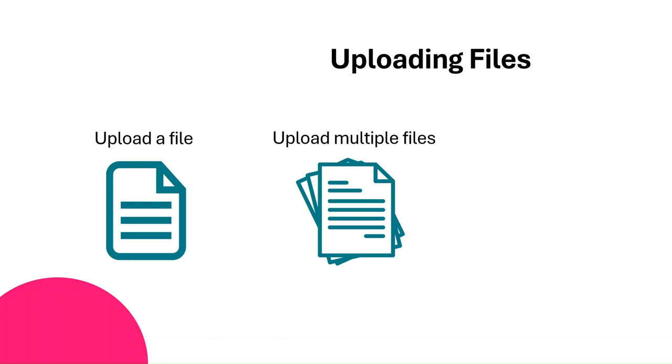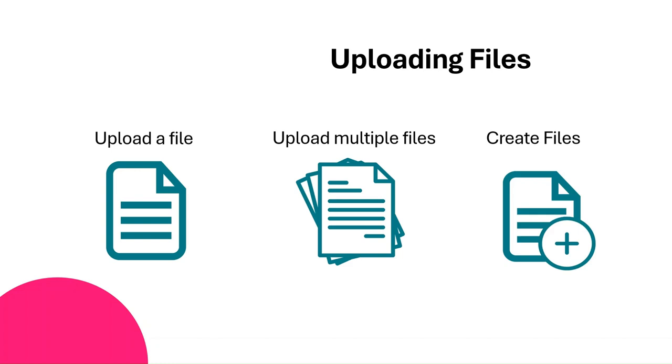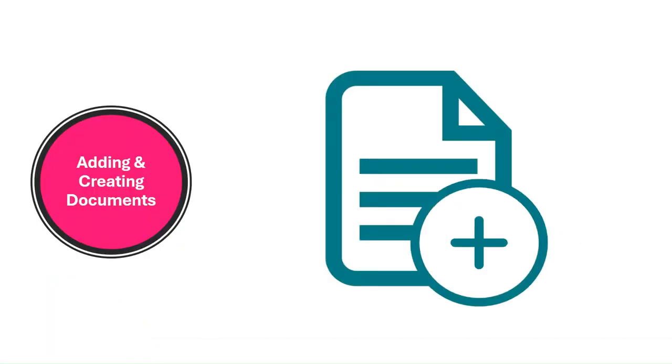Next, we're going to upload some files into the document library. There are 3 ways you can add files to a document library. First, you can upload an individual file into the library. You can also upload multiple files into a library. You can also drag and drop files, and you can create new files directly within SharePoint. Now let's start by uploading a single file into your document library.